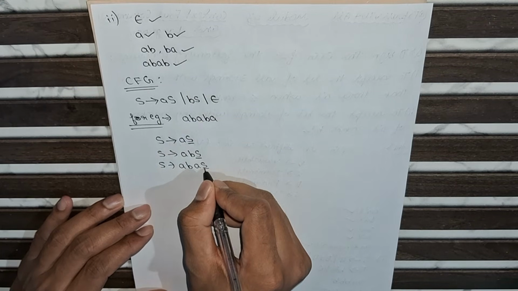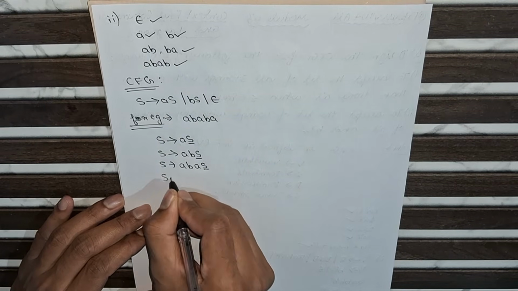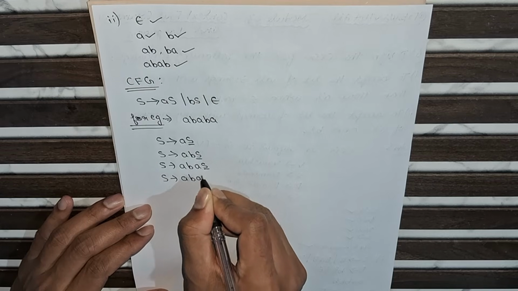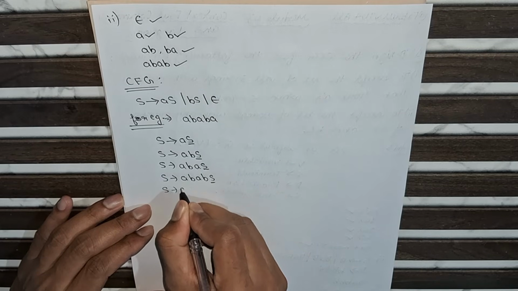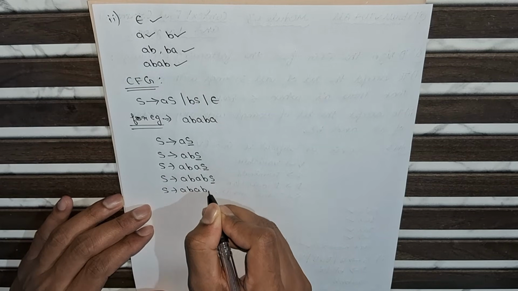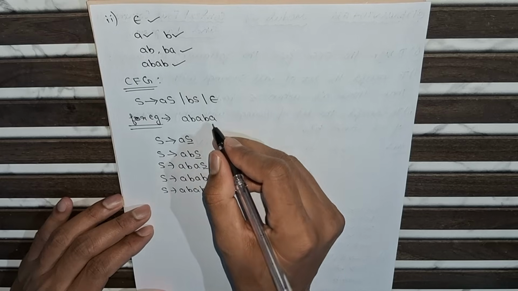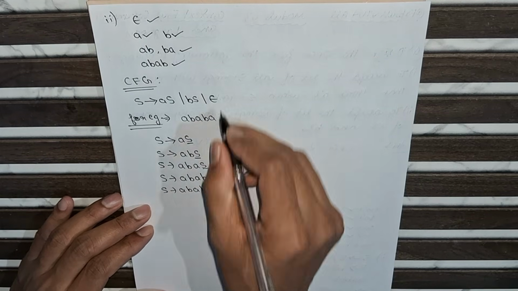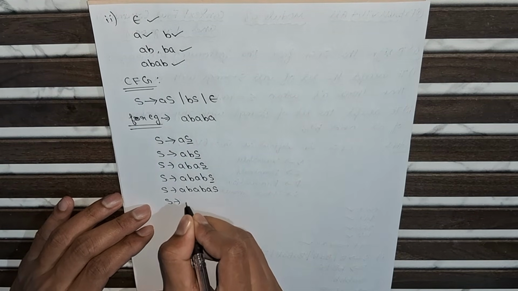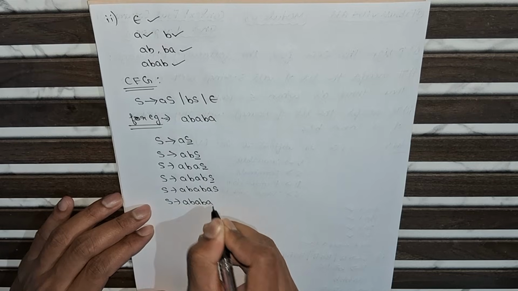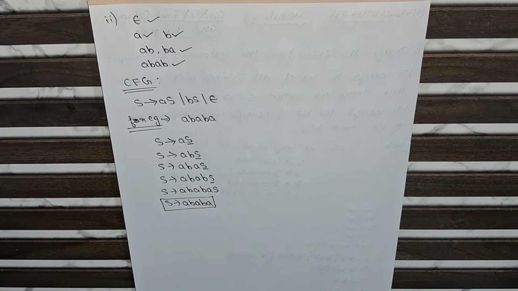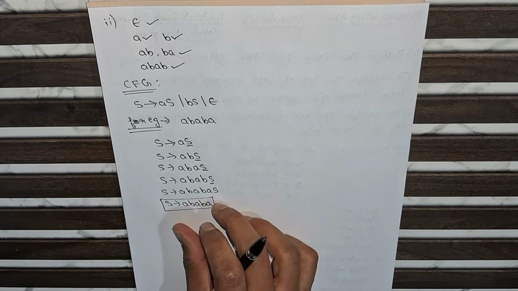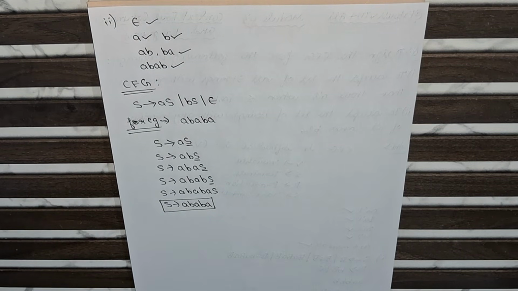Now there is B, so I will put this as a small b and capital S. So S derives A B A B S. After that there is A, so I will put this S as a small a and capital S, A B A B A S. Now I got the string, so I will put this S as an epsilon. So S derives A B A B A. This is our final string which we want. According to our condition in the language, it fulfills the requirement. So like this we will write the context free grammar for the given language.